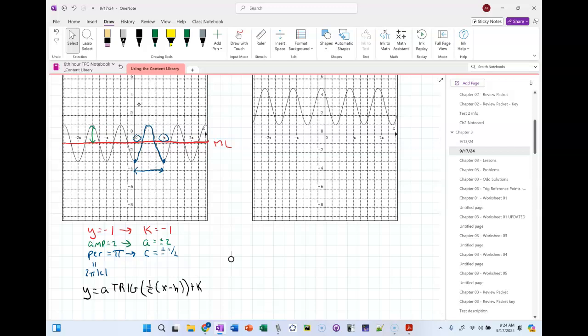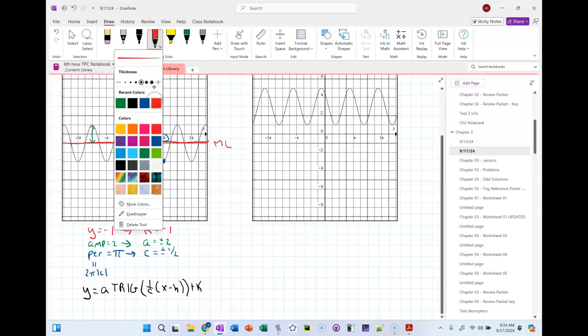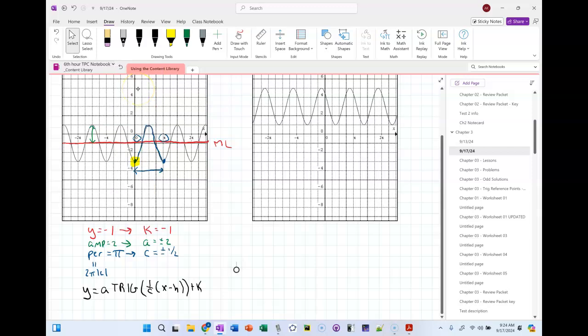You want to look at what's going on with the graph at x equals 0. So at x equals 0, the graph is there. Bless you. Now, what type of point is that at x equals 0? Is that a minimum, is it a maximum, or is it a midline point? That's a minimum. Everybody can agree with that?